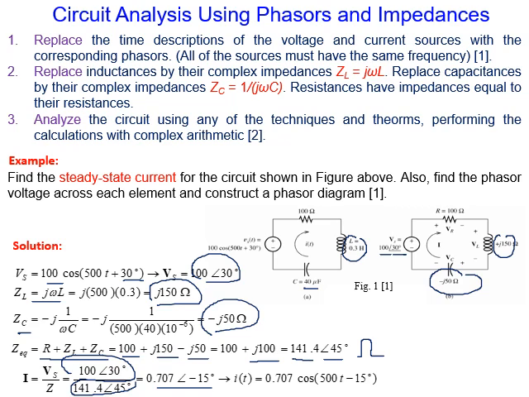No. You convert back into time domain. This is the maximum value, and this is the phase shift. So it's a procedure. You convert time domain into phasor domain, and you do the AC analysis. Here we didn't need more than Ohm's law and the series connection.